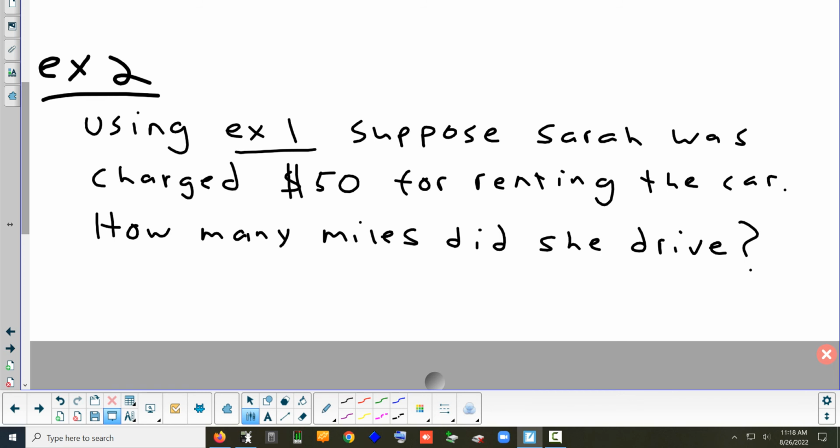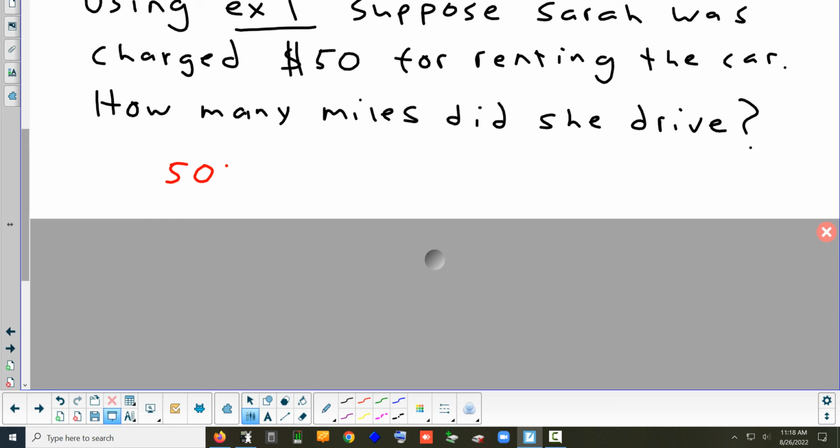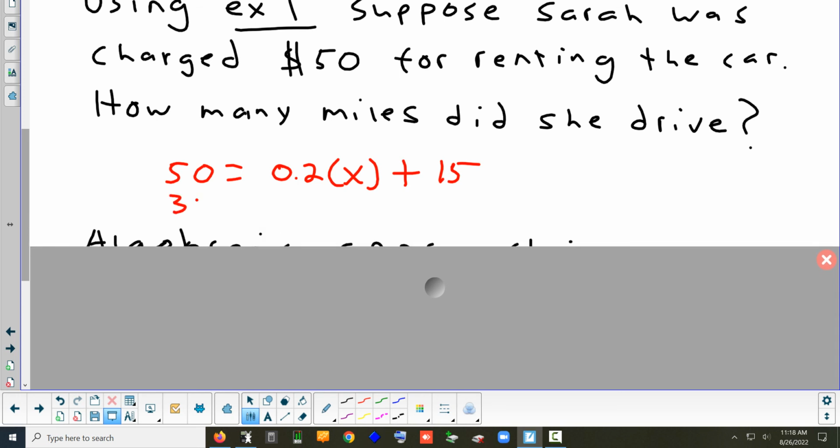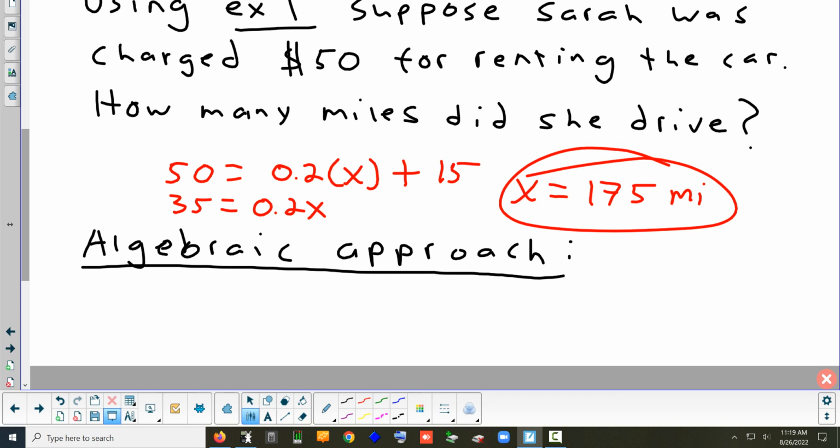Yeah. Sam? 50 equals 0.2x plus 15. Yeah, you're going to fill the 50 in for y. So 50 equals 0.2 times x plus 15. Okay. And then we go ahead and solve it. So we get 35 equals 0.2x. And remember, 0.2 is a fifth. So you're really going to divide by 1/5. So when you divide 35 by 1/5, or 0.2, it's like multiplying by 5. So that's 175 miles. Now that was a very algebraic way to do it, probably the fastest way you could do this problem. So that was the algebraic approach. I just put it up above.